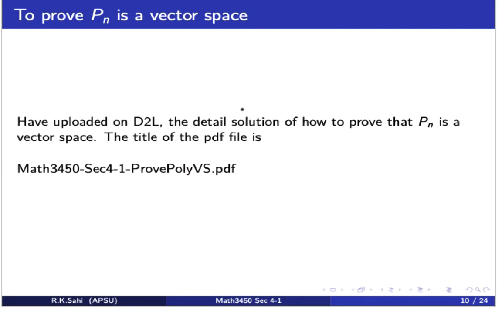As I said, I have uploaded all these detailed scenarios of how to prove that P sub n is a vector space. Now we are going to focus more on what is not a vector space, because it's very easy to prove something which is not true than proving something true. Remember, if I have to prove something true, I have to prove all the 10 axioms. It's real hard work. So let's look at what is not a vector space.